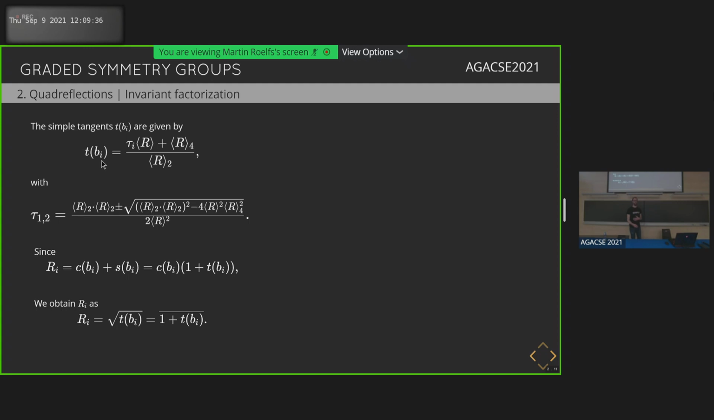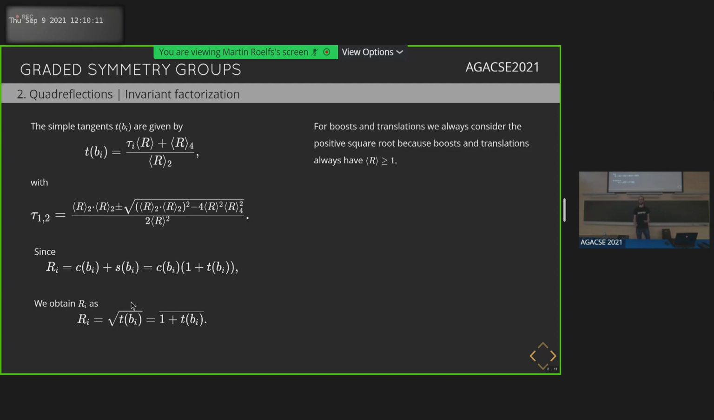Once I have this simple tangent of Bi, since I know that the rotor itself was C of Bi plus the S of Bi, I know that if I take a cosine out of the brackets, I'm left with this term 1 plus the tangent of Bi. And that means that I can obtain my Ri as the square root of 1 plus the tangent normalized. So that is now a very simple way to find these Ri.